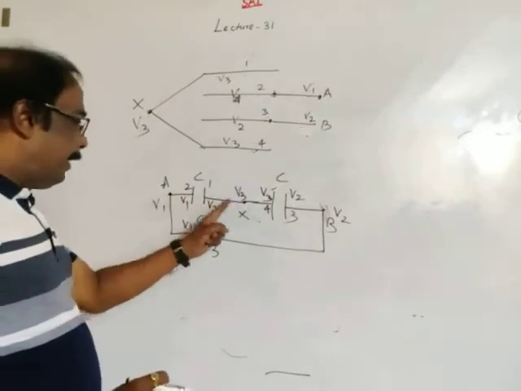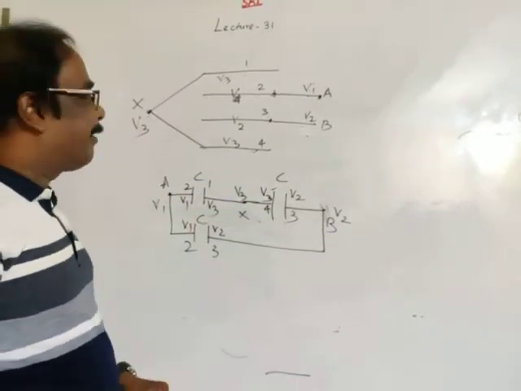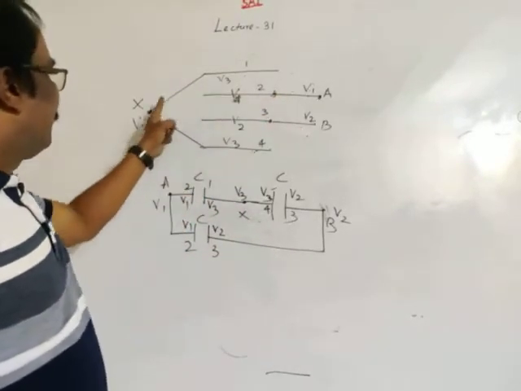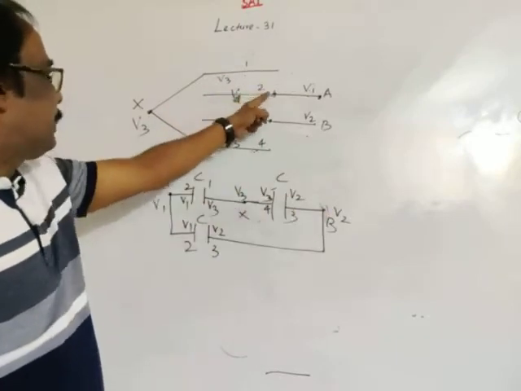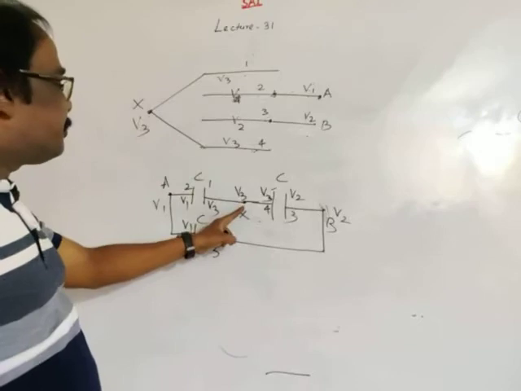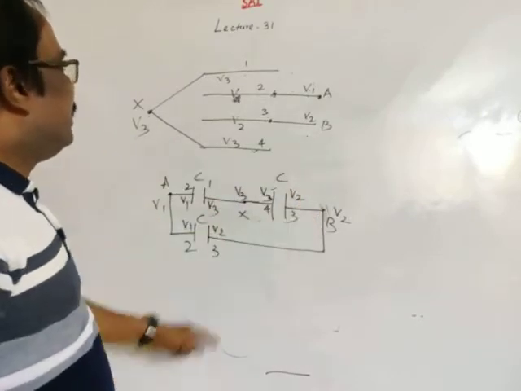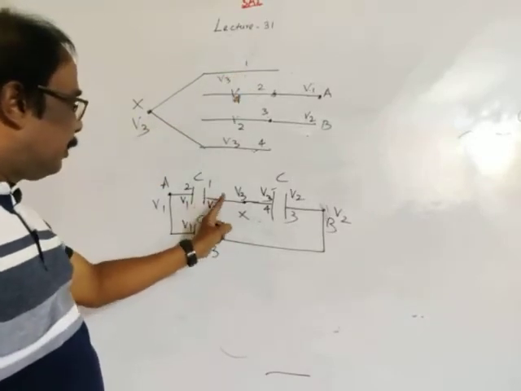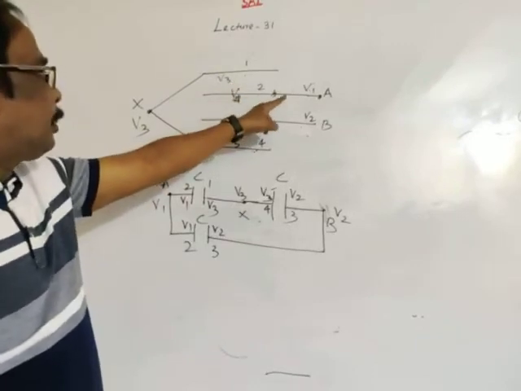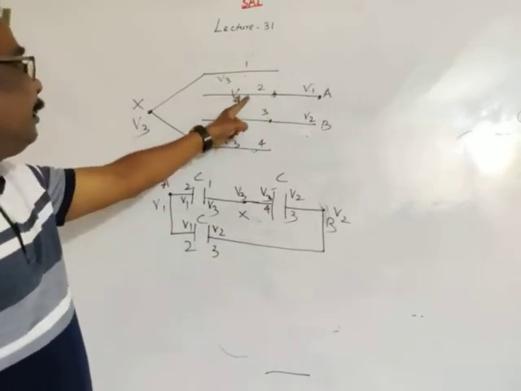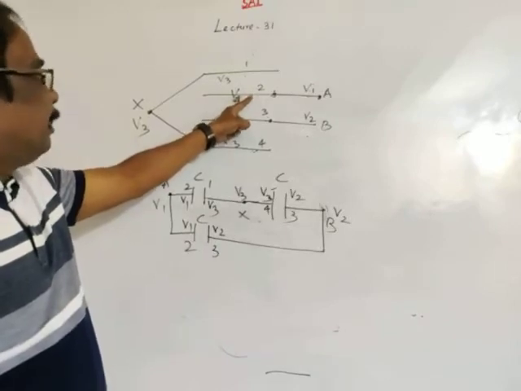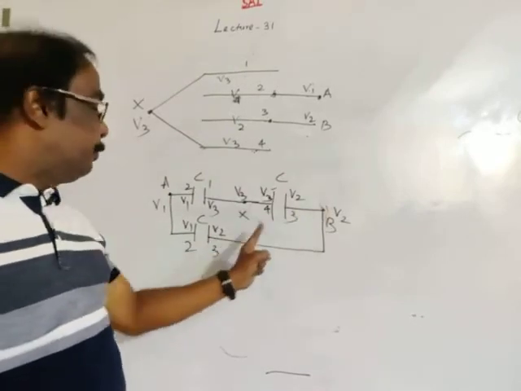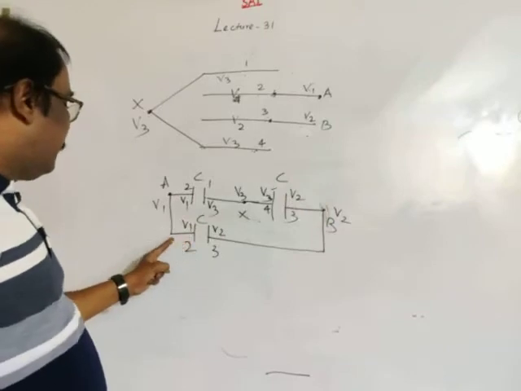Distribute the plates and name the potentials accordingly. See, again I am explaining. This is A, this point is X, this point is B. Potential of A, let's take V1, potential of X is V3, potential of B is V2. Between the first plate and second plate, the first plate is at potential V3, connected to X. The second plate is at potential V1, connected to A. Plate 2 is at V1, plate 3 is at V2, so plate 3 is connected to B, plate 2 is connected to A.